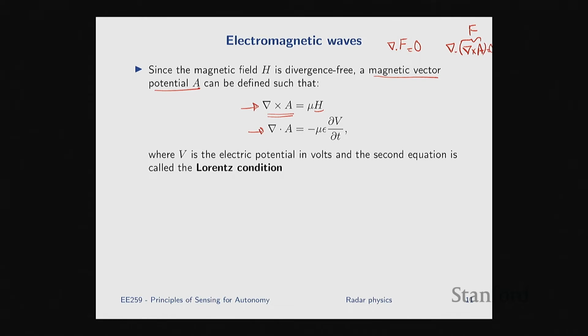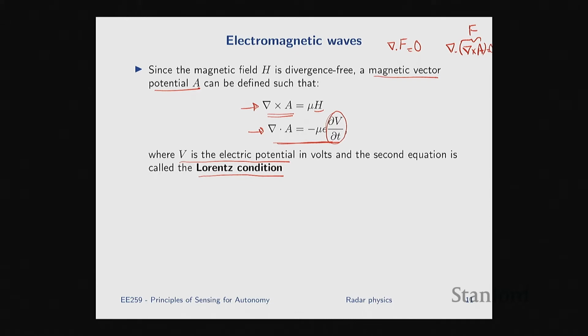This peculiar choice here sets the divergence of A to be equal to minus mu times epsilon times the time derivative of V, where V is the electric potential. Remember, the electric potential is like the integral of the electric field. So why make this choice if you're free to choose any value for the divergence of A? Because it turns out that when we plug this A into Maxwell's equations, it really simplifies the math. A bunch of terms cancel out with this choice. It's a famous choice, called the Lorentz condition, or the Lorentz gauge, that you might have heard of.